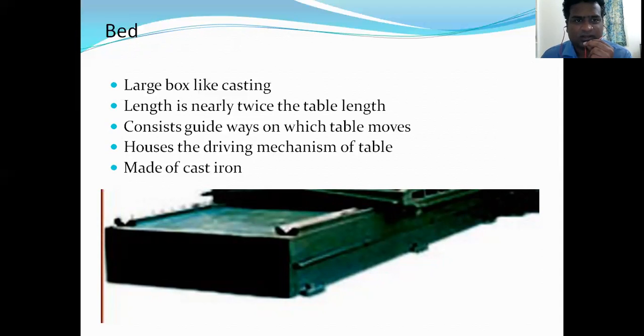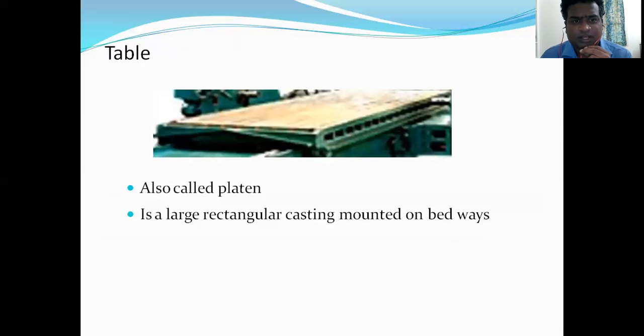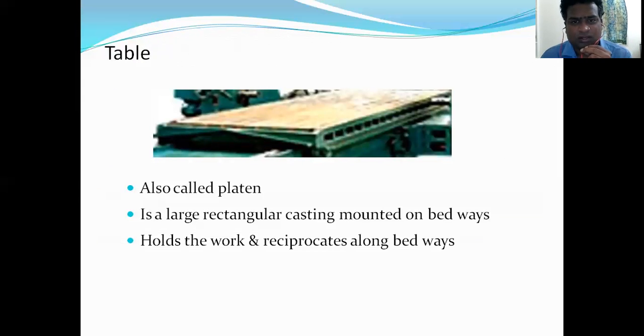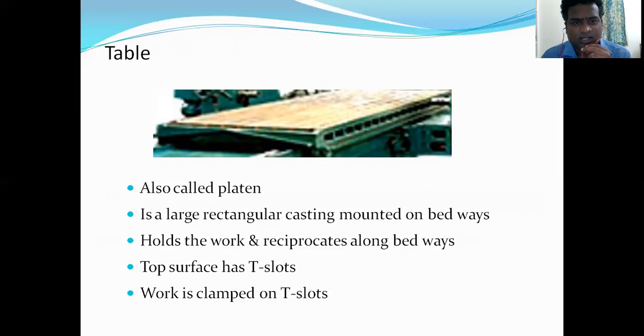So for that, it is made of cast iron. So the bed is the main part of the planer machine. Then the table. On the bed, the table is situated, also called a platen.